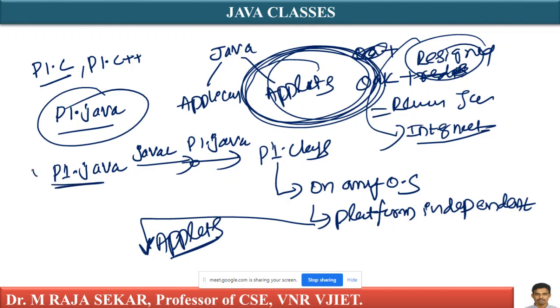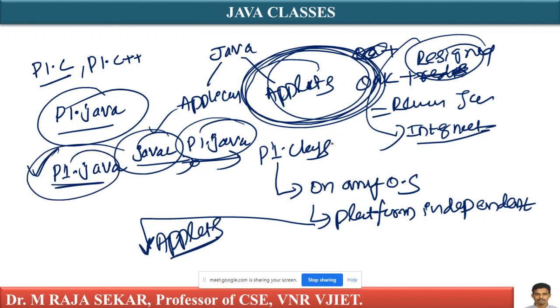As I told you, if I have a Java program, let me say p1.java, how can I compile it? javac, meaning Java compiler, p1.java. After compiling, I will get a class file known as p1.class. That .class file can be executed on any operating system. As I told you, this particular feature is known as platform independent. Applets made Java an internet language. Yes, what we were saying, Java is an internet language, isn't it? Therefore, applets made Java an internet language.